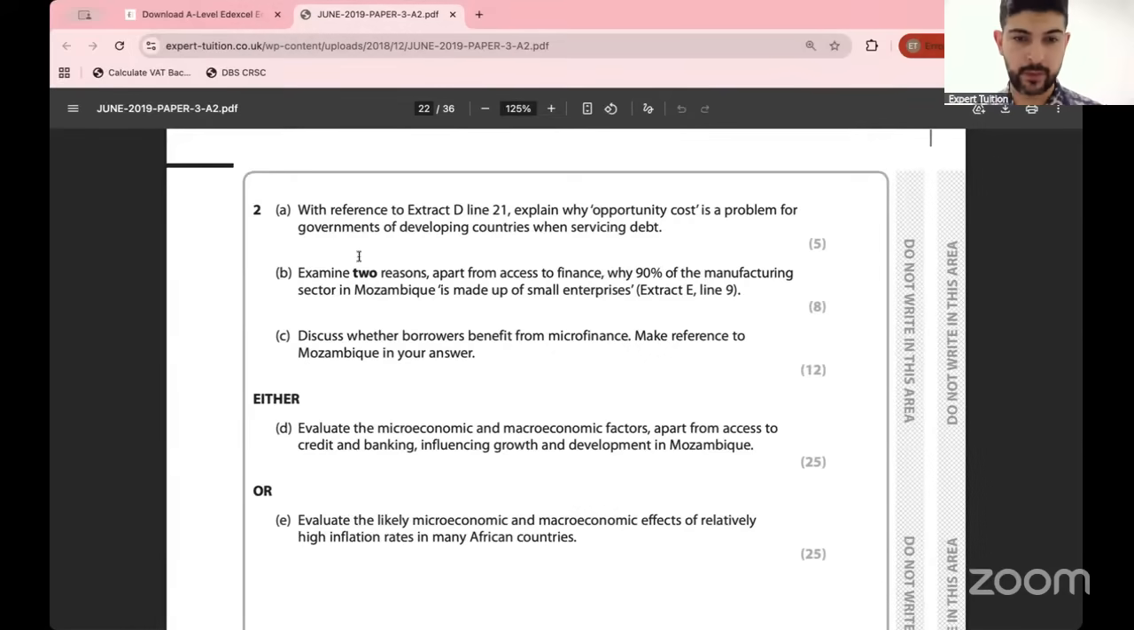Okay, right, let's go. The question we're doing is: discuss whether borrowers benefit from microfinance. Make reference to Mozambique in your answer. Okay, first things first. Microfinance as a topic comes under macro.